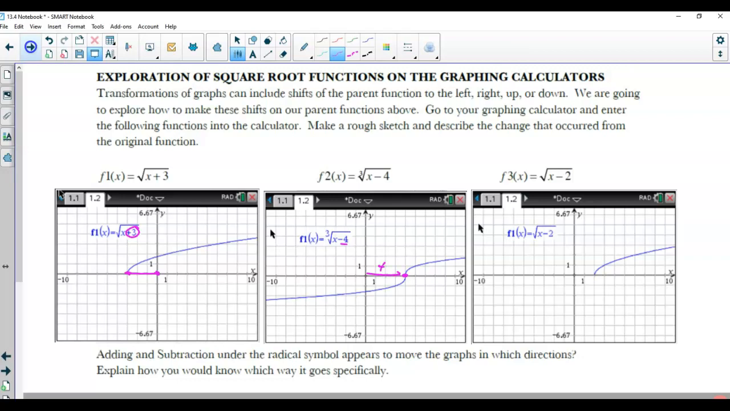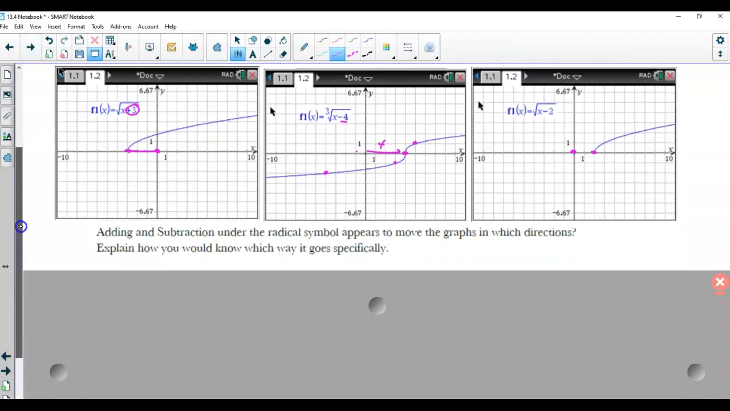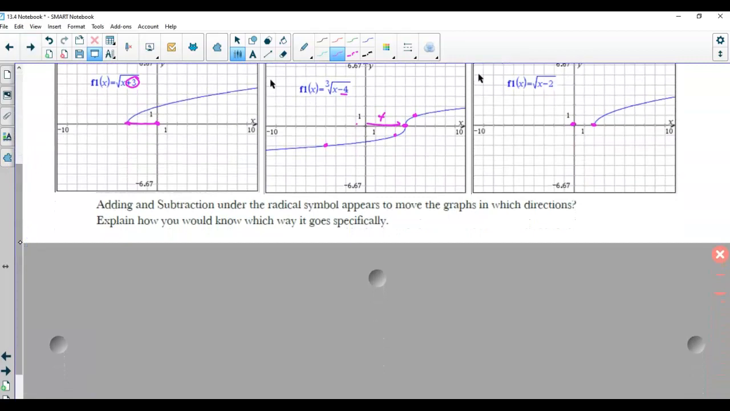And then look, from that point, I go over 1, up 1, and I go left 1, down 1. And if I went 4, 5, 6, 7, 8, down 2, those parent points I was talking about are right there. So I can find a new little place to start these. And whereas this one, oh, that's 2. What happened from my starting point? I went over 2. Okay, so adding and subtracting under the radicals appears to move the graph in which direction?